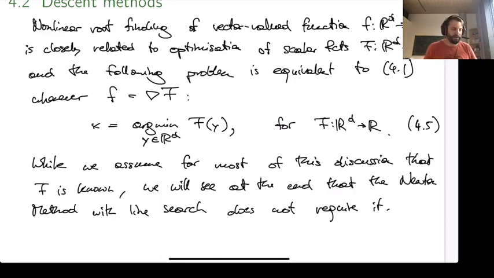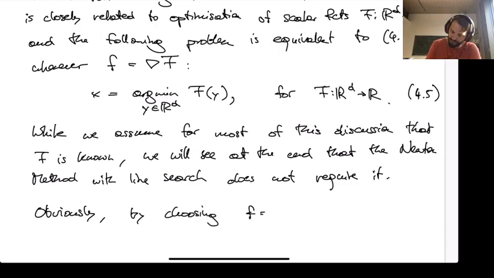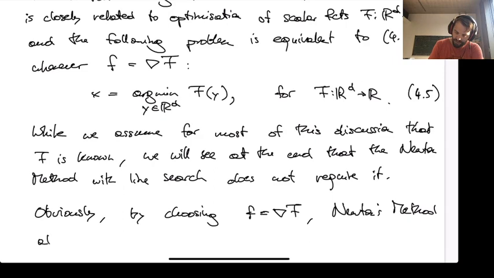And this is very easily justifiable in applications. I'll give an example how to build one later. So obviously by choosing f to be grad capital F, we could, of course, apply Newton's method to solve this optimization problem.